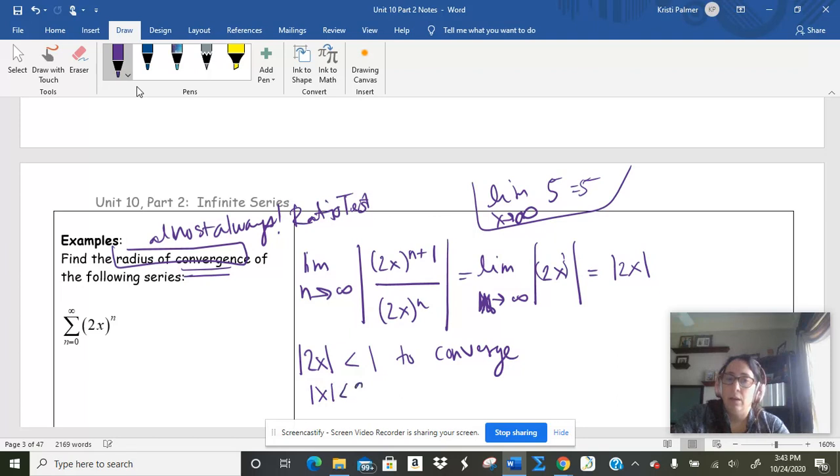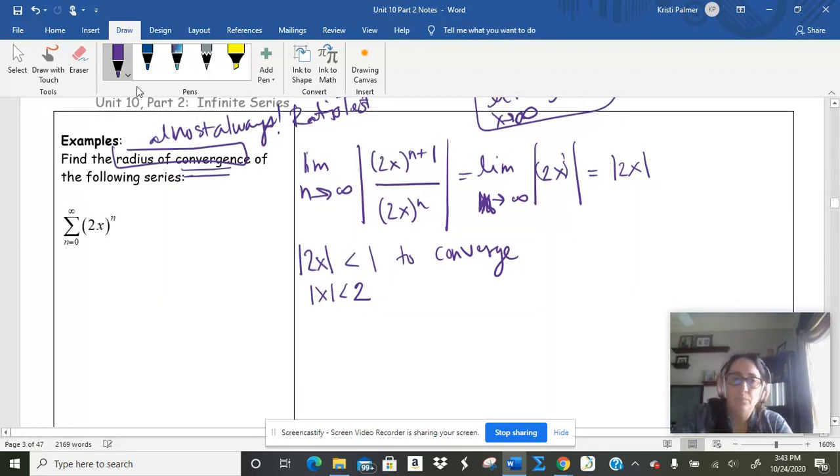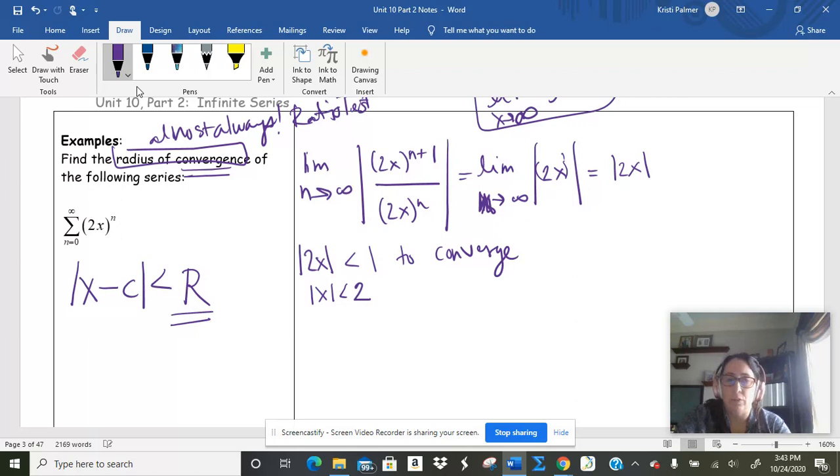So the whole goal is to find the x minus where you're centered is less than this radius of convergence. So I'm going to go ahead and pull the 2 out from here, because that's fine. And then I can see that this is x minus 0. X is just x minus 0, is less than 1/2. This is my radius of convergence.